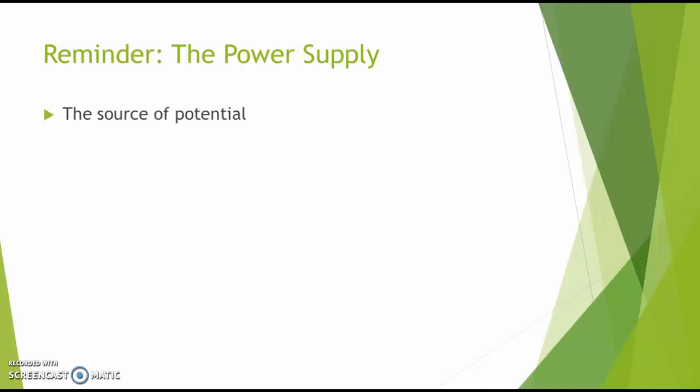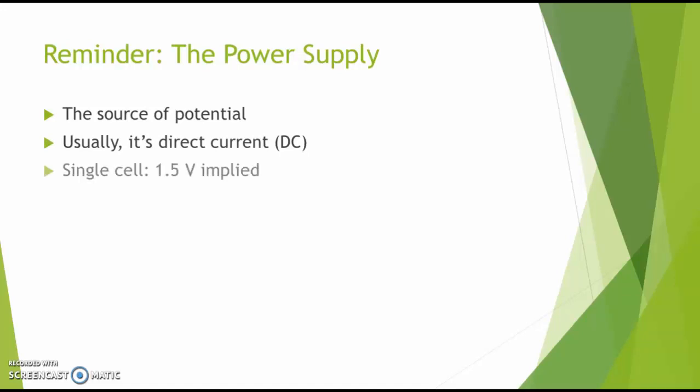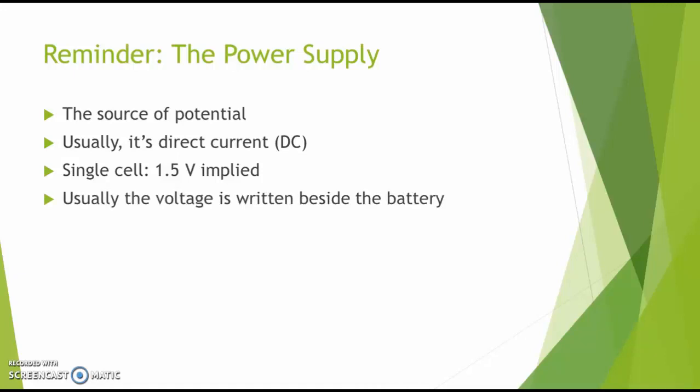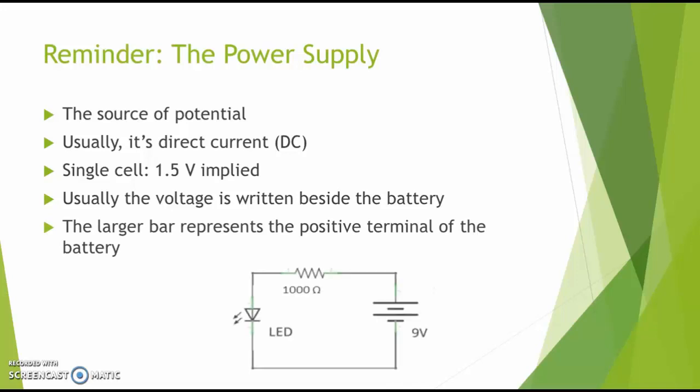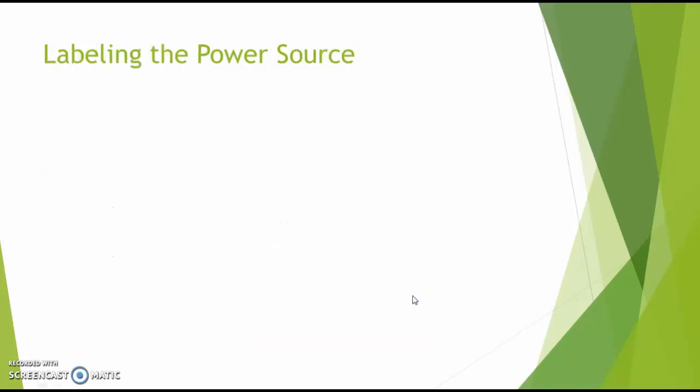So the power supply, of course, is the source of electrical potential. And in our class, we will stick to direct current, or DC. And if you see a single cell on that battery, 1.5 volts is implied, but almost always you'll see the voltage written beside the battery symbol in the schematic. The larger bar represents the positive terminal of the battery, so we can see it at the top here.